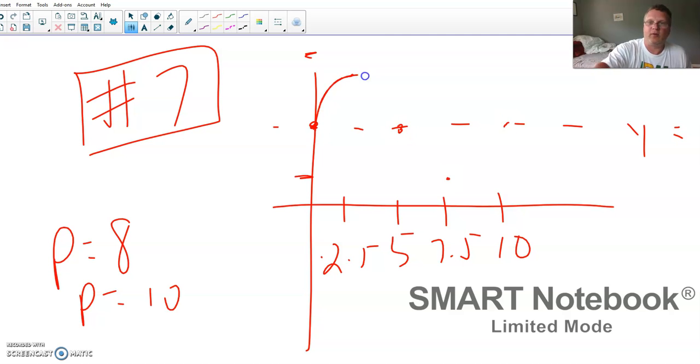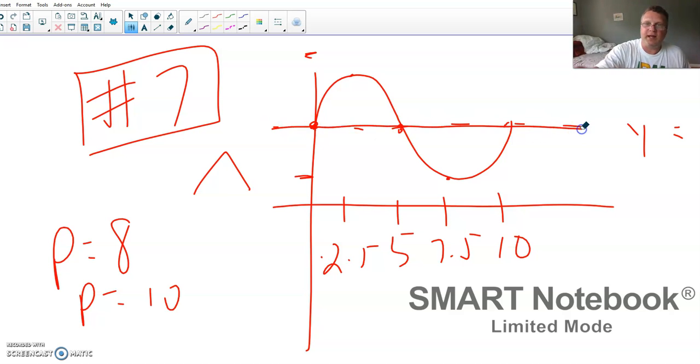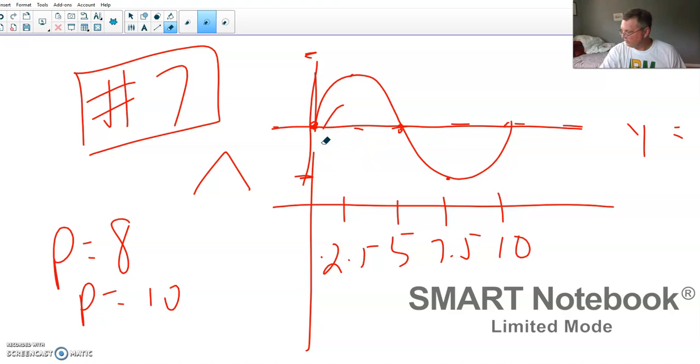Now, some people are not having curves. They're doing it like this. No good. You're losing points. It has to be a curve. Some people aren't starting at the midline and the y-axis. Someone started down here. No good, minus 1. So you have to make sure that you do these graphs correctly.